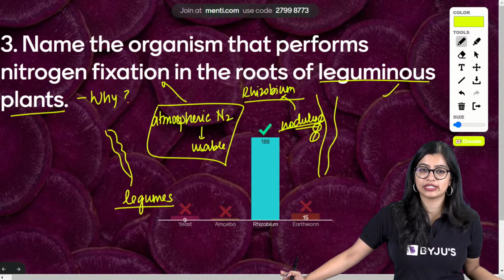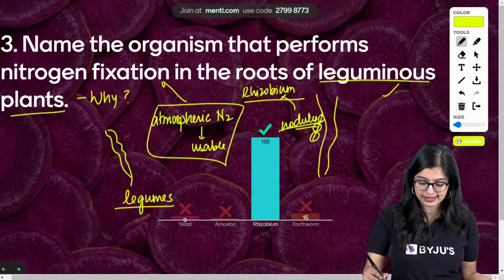Yes, Amritanshu, we'll be doing that soon, right? Paddy is nothing but rice. Right? It's as simple as that.